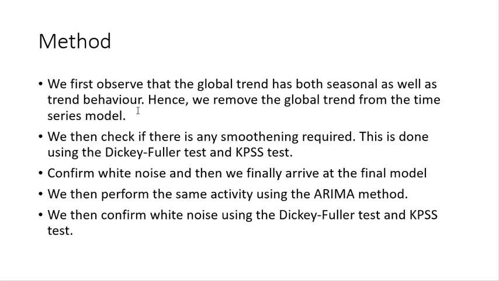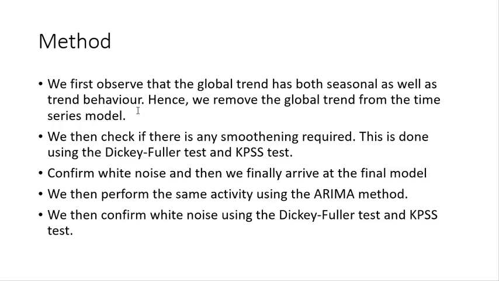The method we used was to first observe the global trend, and we found out that there were both seasonal as well as trend components in them. So we removed the global trend from the time series. We then checked if there was some smoothing required. Once the smoothing is done, we checked if the remaining was only white noise. Once the white noise is confirmed, we finally arrive at the final model. We perform the same activity using the ARIMA method and we check the white noise using the Dickey-Fuller and the KPSS test.